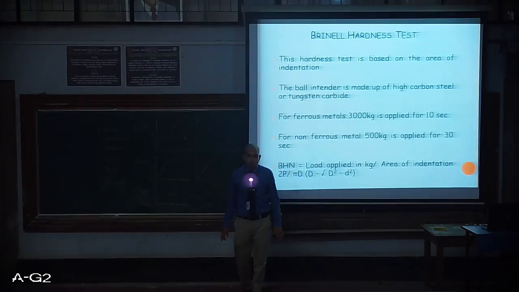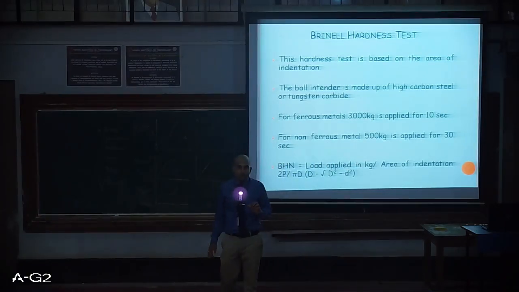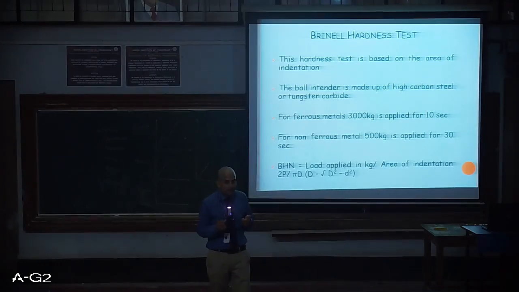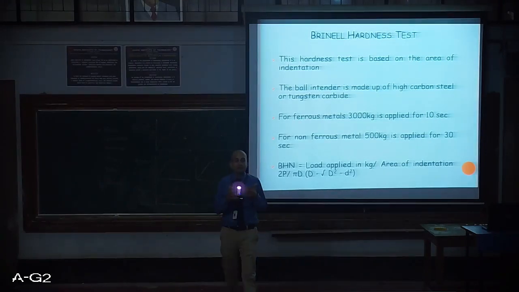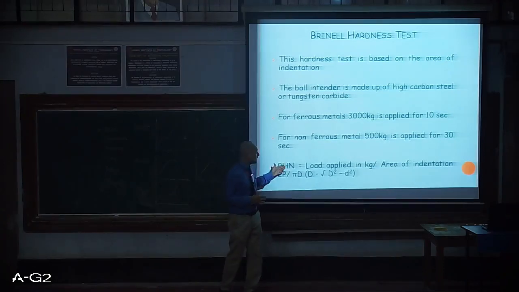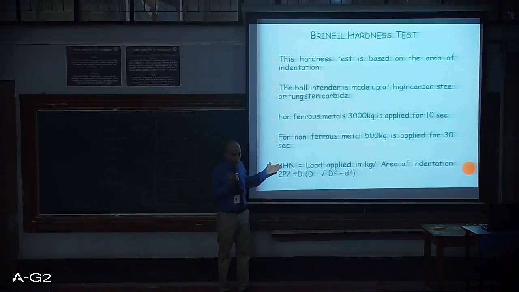So for ferrous metal, what happens? The load applied is more, and the time for which it is applied is much less. For non-ferrous metals, the load applied is less, while the time for which it is applied is more. You have to understand the relationship between these. And once you carry out the indentation, the hardness is found out by this number.